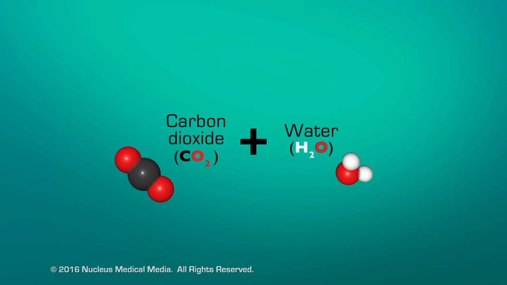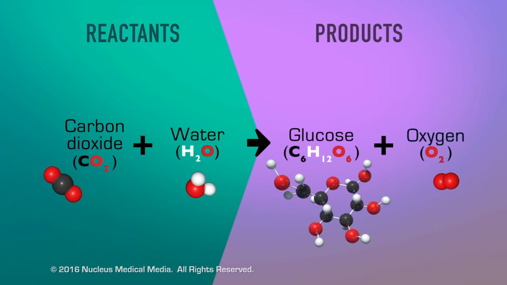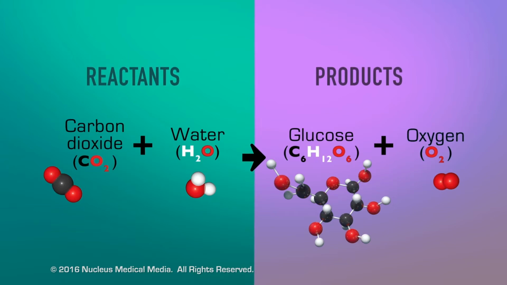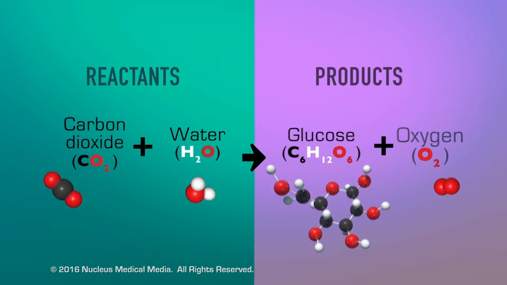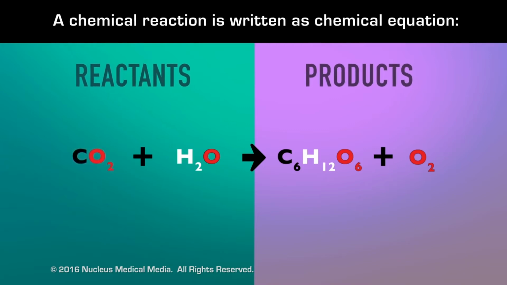In this reaction, carbon dioxide and water are called reactants because they're the substances changing by combining or reacting together. Glucose and oxygen are called products because they're the new substances produced by the reaction. Scientists write a chemical reaction in the form of a chemical equation. A chemical equation includes the reactants' chemical formulas on the left and the products' chemical formulas on the right.